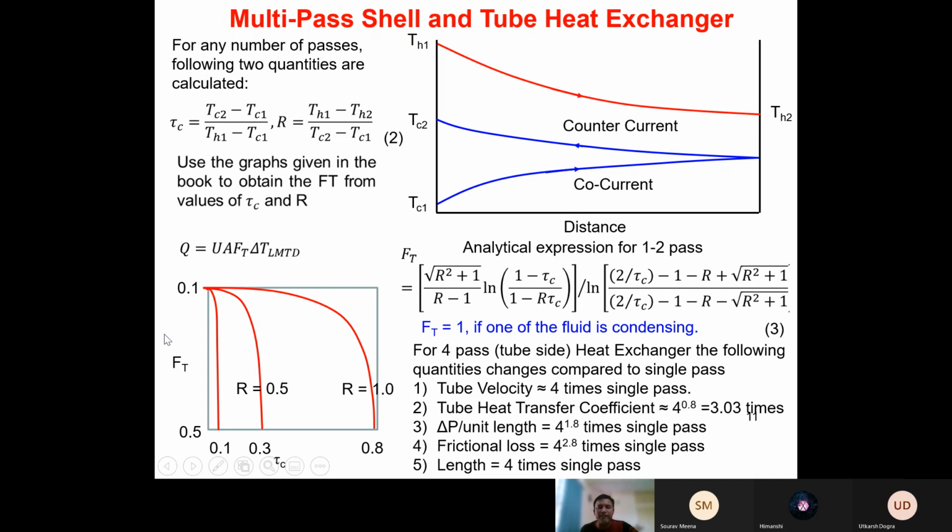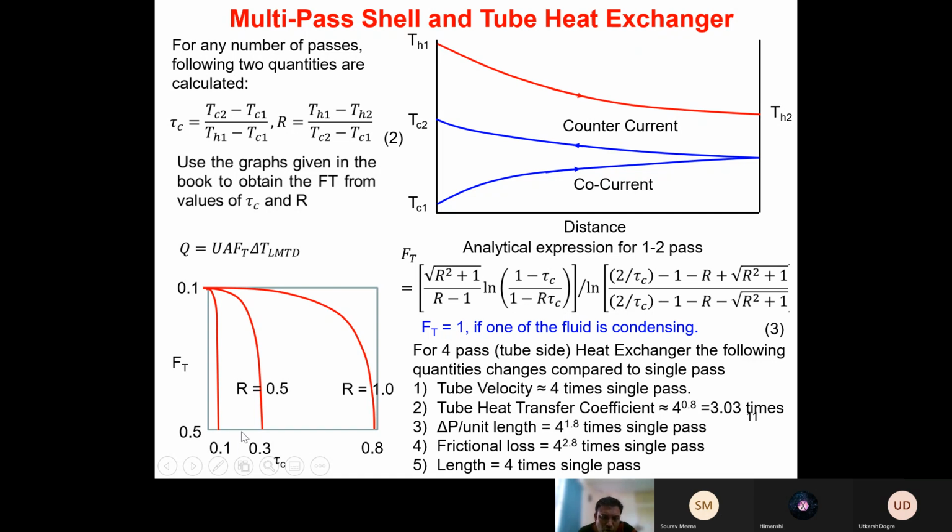So how do we calculate the Ft? First we calculate this tau C, then we calculate the R value. Once we know the value of R, we select a particular graph corresponding to that R. Let's say this R value comes out to be 0.5. So I will select this graph of R equals 0.5. And then I look at the value of tau C.